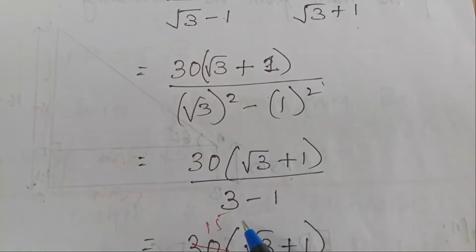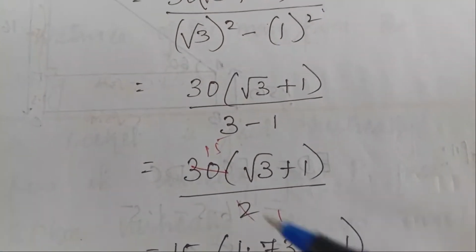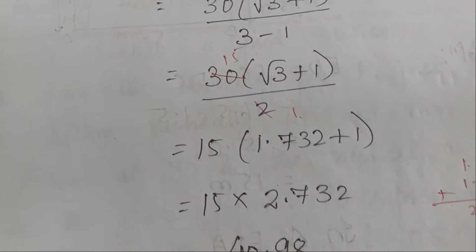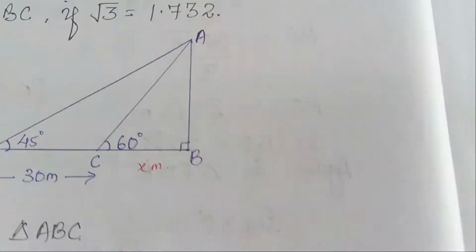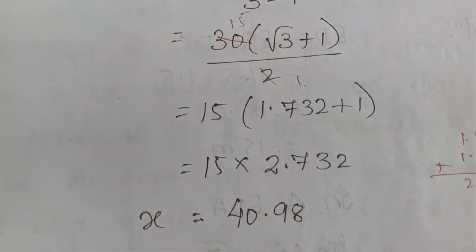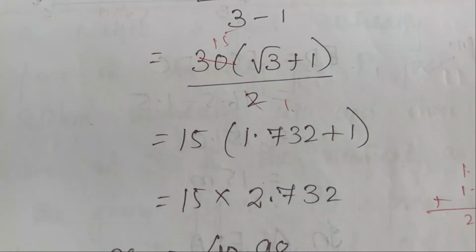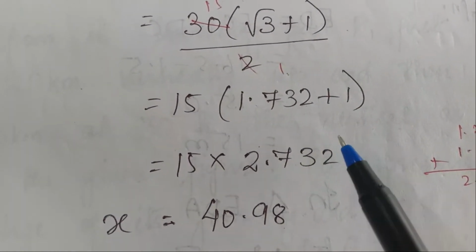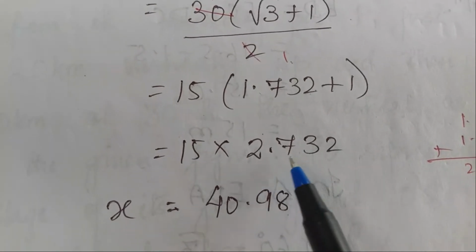So root 3 square is 3 and 1 square is 1. So cancel, 2 1s are 2, 2 15s are 30. So 15. Since the value of root 3 is given as 1.732, you have to put the value. Otherwise, you can keep it as it is if the value is not given. But your value is given, so we put 1.732 plus 1. On addition, it will be 2.732.